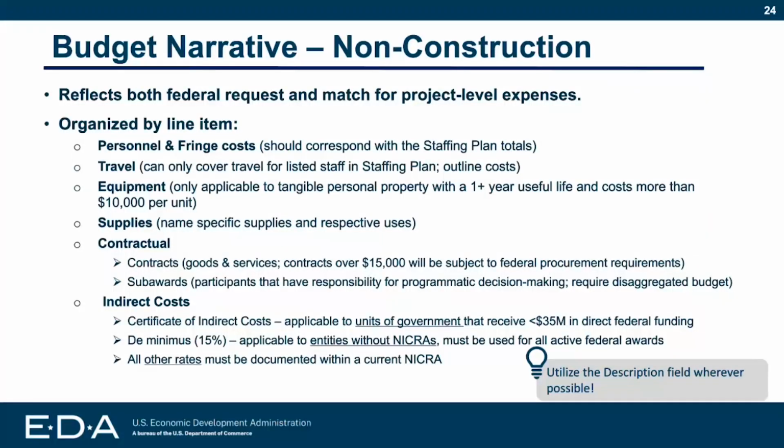Indirect costs, if you have a NICRA, you can include that here. If you do not have a NICRA, you can use the de minimis rate of 15% for indirect costs. But if you are using a NICRA or a rate higher than 15%, you must submit your documentation as well.